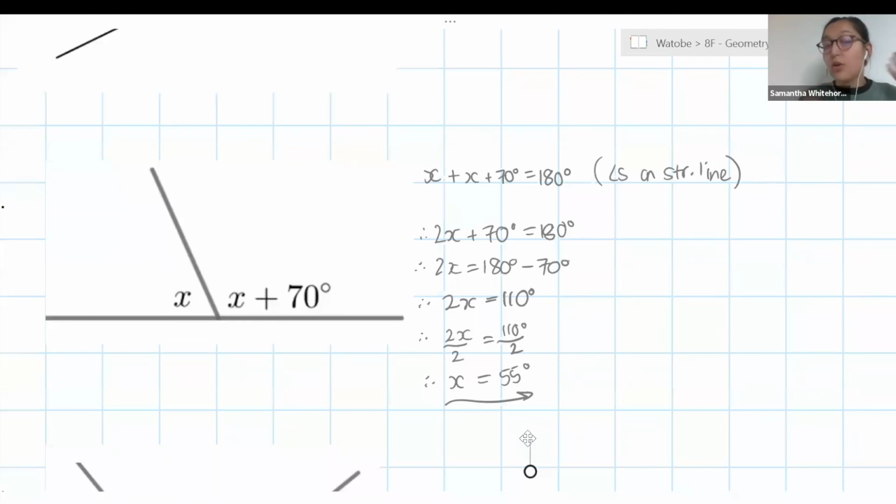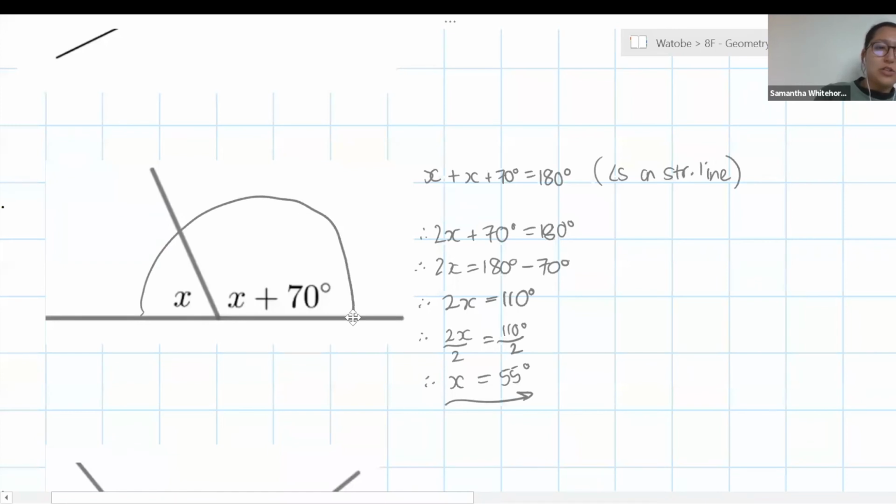And again, if you've done it slightly differently, that's okay. In this case, your only reason would be angles on a straight line. So you'd have to use that reason. But if your setup looks a little bit different, that's absolutely fine. Remember, these are angles on a straight line.